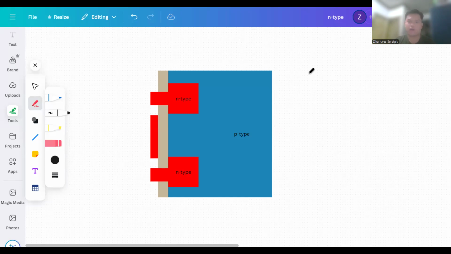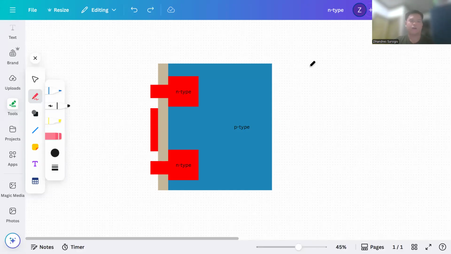I will discuss N-channel enhancement mode metal oxide semiconductor field effect transistors, or N-channel MOSFETs. But the discussion will mainly focus on the channel length modulation that happens sa ating mga MOSFETs. Okay. So I have here a visualization of a MOSFET.